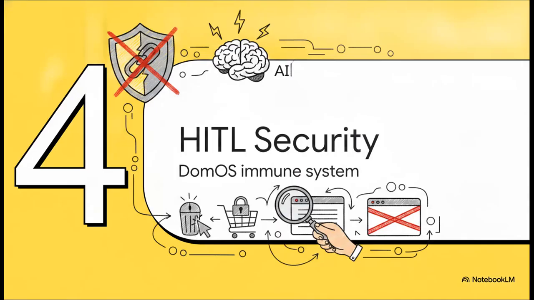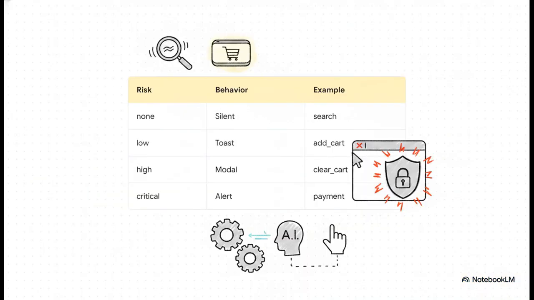Which brings us to Section 4, Security and Keeping the Human in Control, the DomOS immune system. Obviously, giving an AI the power to click, delete, and buy things requires some serious safeguards. You definitely can't just let an LLM run wild. To manage this, the framework maps out 4 mandatory risk levels you assign to your tools.